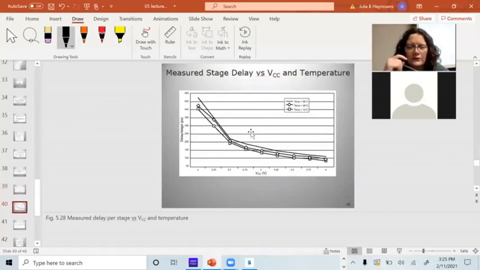Stage delay, this one makes perfect sense. If I go to lower voltage circuits, I get much longer delays than if I have higher voltage circuits. And the delay is a function of temperature too. So a lot of the measurements you're going to be doing as test engineers are going to be like temperature testing, making sure everything still works. What are the delays versus temperature, and making these beautiful Microsoft Excel graphs.